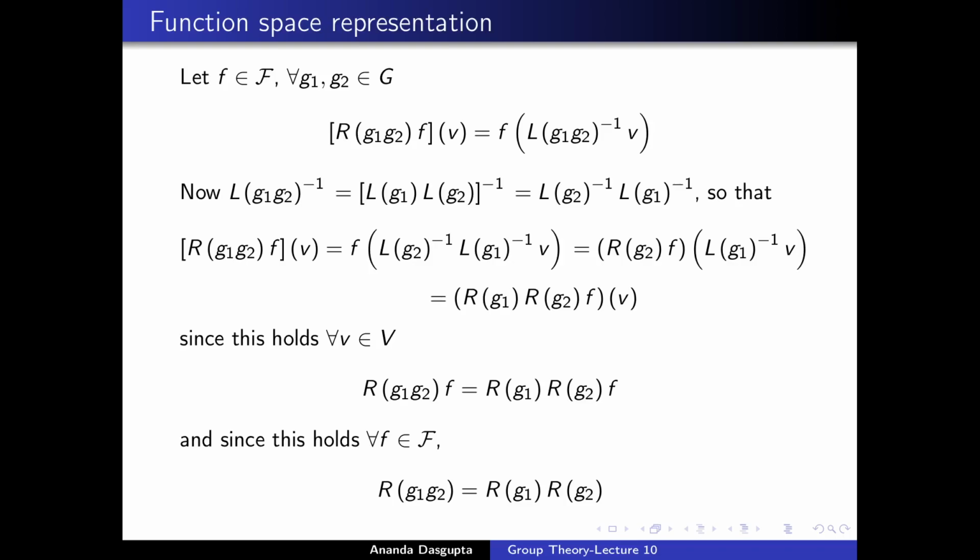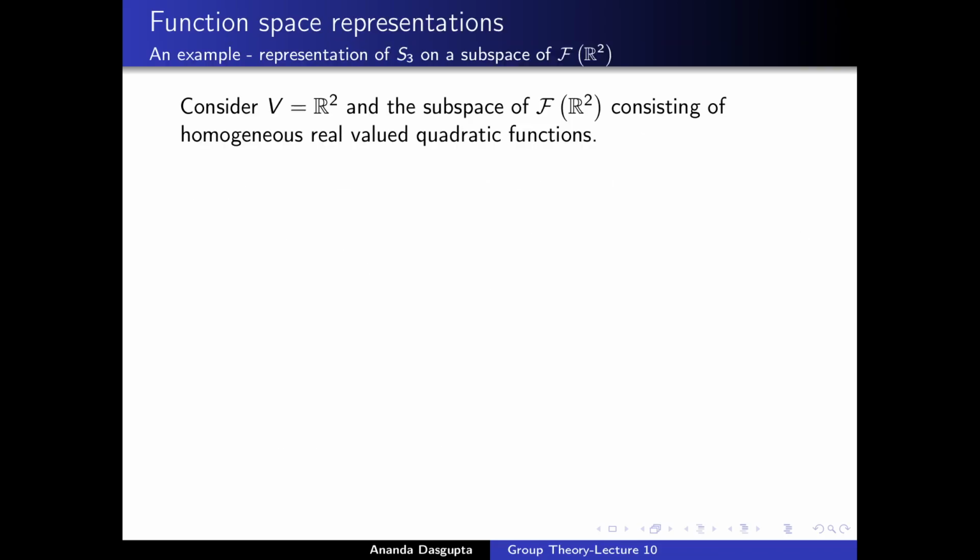To see this in action, let us take an example of our old friend S3, the group of symmetries of an equilateral triangle, and let it act on a subspace of curly F(R2). Here, of course, R2 is a vector space on which we already have a linear representation, and we are going to use that linear representation to figure out a representation that is going to act on the curly F(R2) subspace. This subspace is that of homogeneous real-valued quadratic functions.